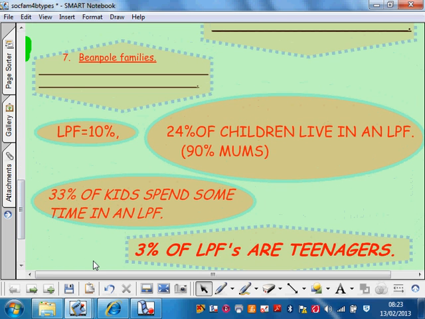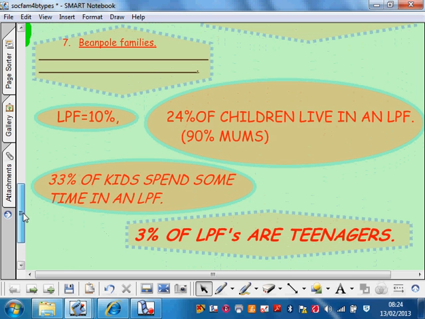Yeah. A few facts. 10% of British families are lone parents. Yeah. However, 24% of kids live in a lone parent family, a quarter, and they're nearly all mums. The lone parent family in this case is nearly all mums. But a third of kids spend some time in a lone parent family. Remember phases? But only 3% of lone parent families are teenage mothers.